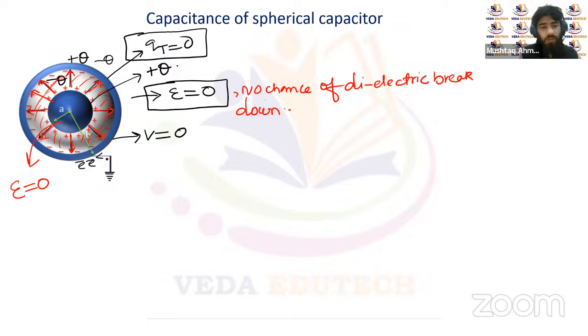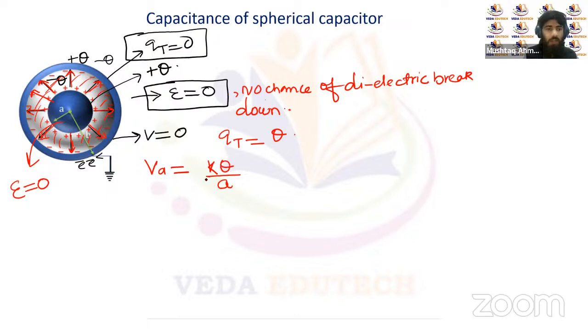So the total charge on this inner sphere is Q. Let's call that Q. The potential on the outer surface of the sphere is equal to 0, and the potential on the inner surface we'll call VA. That will be equal to the potential due to its own charge, which is KQ upon the radius A.